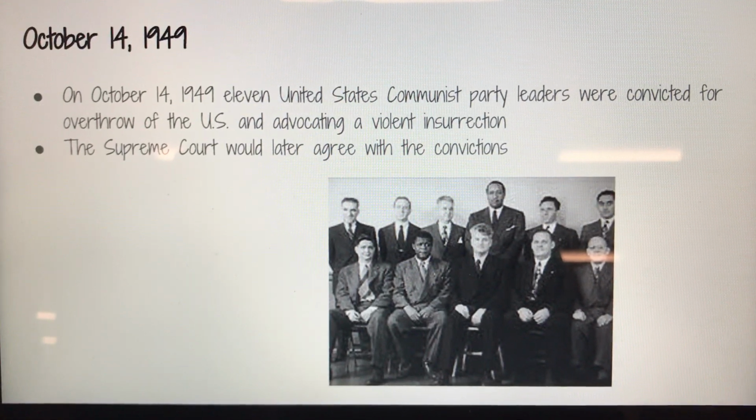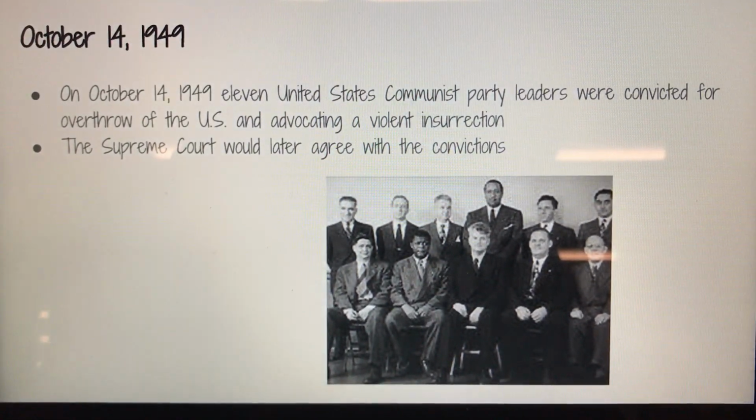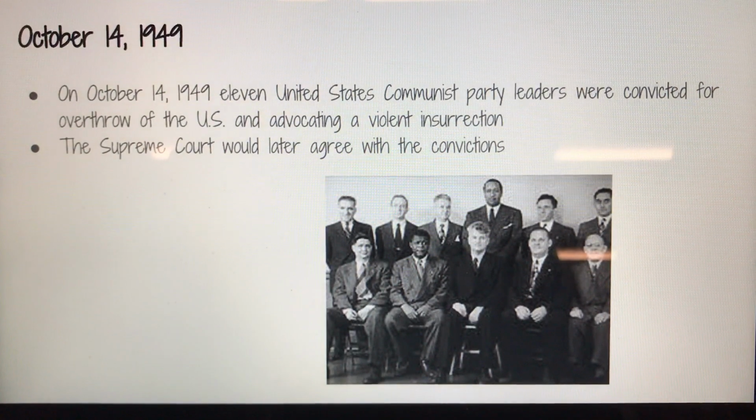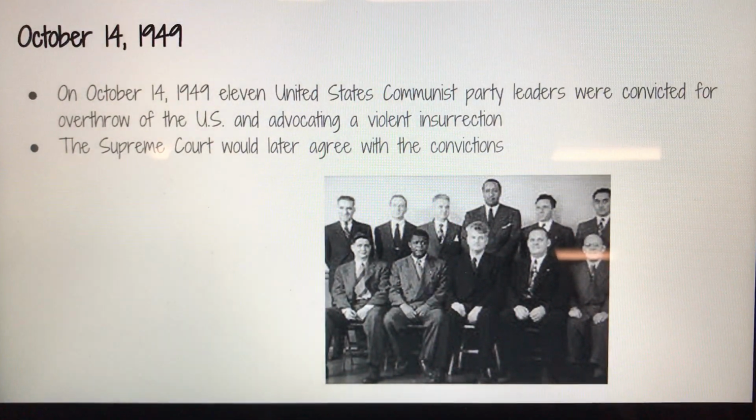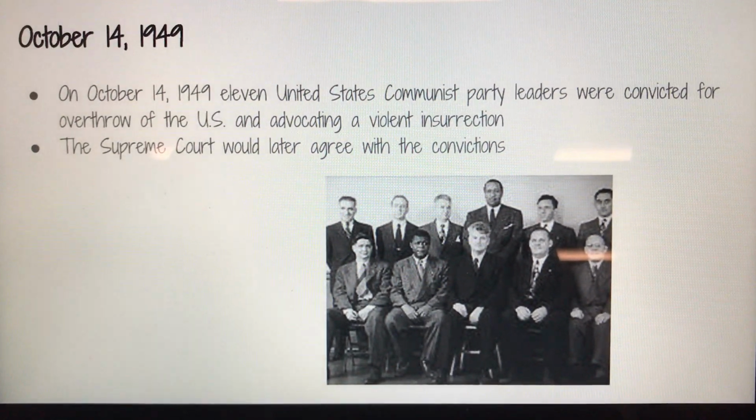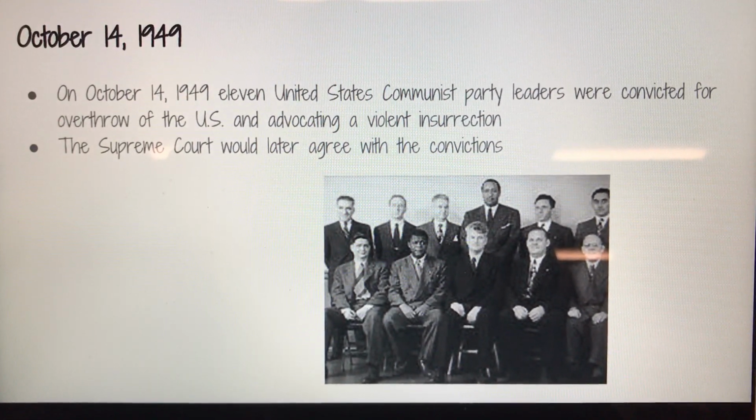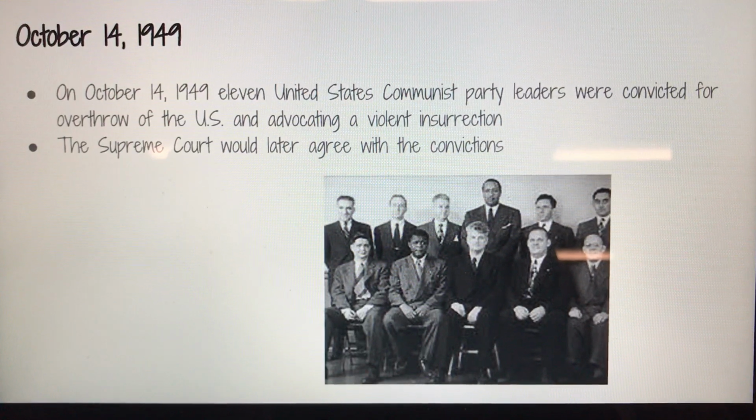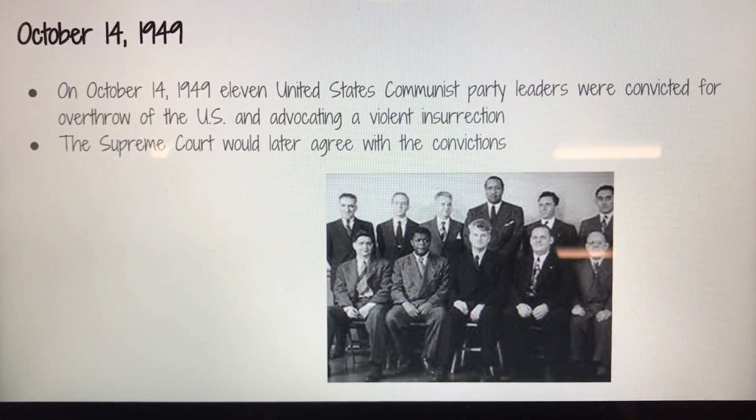October 14th, 1949. On October 14th, 11 United States Communist Party leaders were convicted for overthrow of the U.S. and advocating a violent insurrection. The Supreme Court would later agree with the convictions.